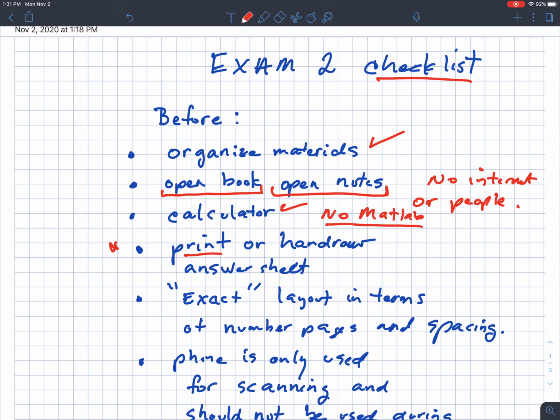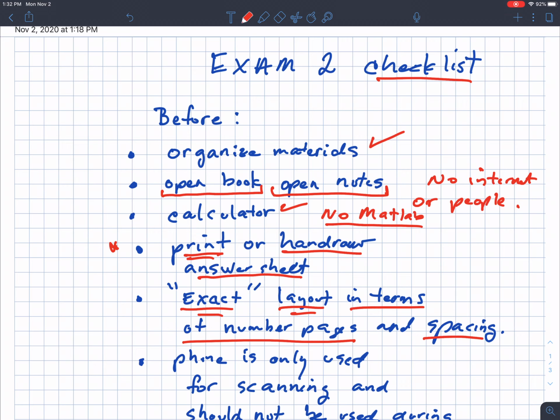And this part is important. You should print. That's the best thing. If you have a printer, that would be best to do. Print, but if you can't print it, if you don't have good access to a printer, you need to hand draw the answer sheet. And it needs to be the same physical spacing as the answer sheet that you see in the PDF. So you can open the PDF, take a look at it, get the exact layout in terms of the number of pages and the spacings of the problems.